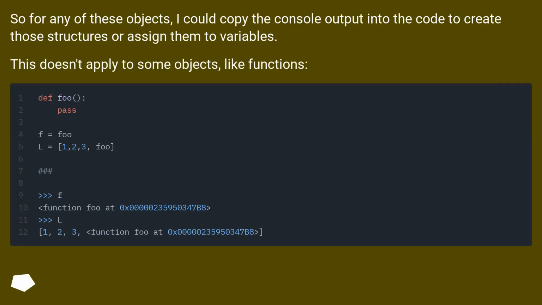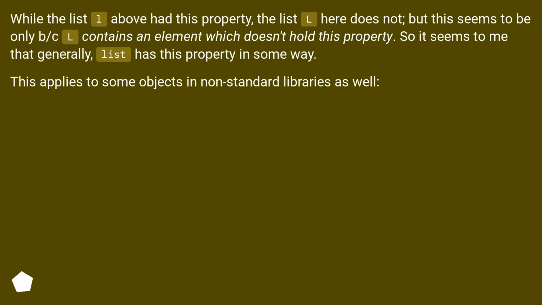So for any of these objects, I could copy the console output into the code to create those structures or assign them to variables. This doesn't apply to some objects, like functions. While the list L above had this property, the list L here does not, but this seems to be only because L contains an element which doesn't hold this property. So it seems to me that generally, list has this property in some way. This applies to some objects in non-standard libraries as well.